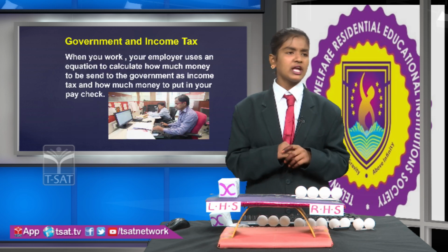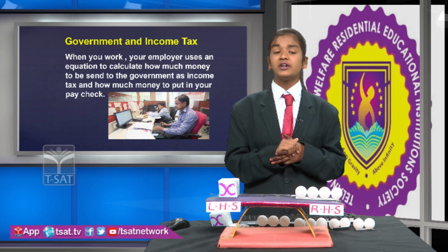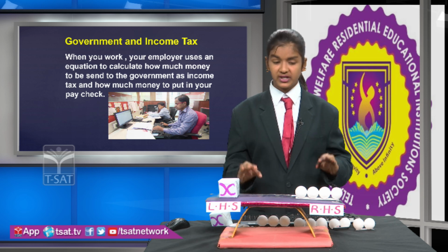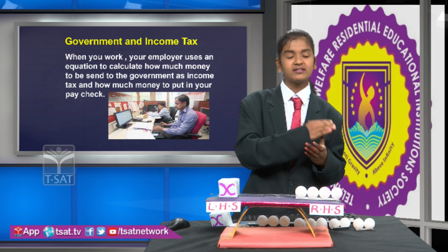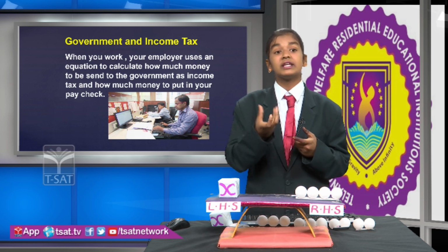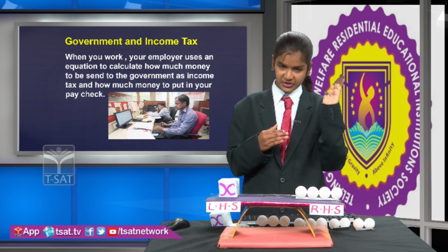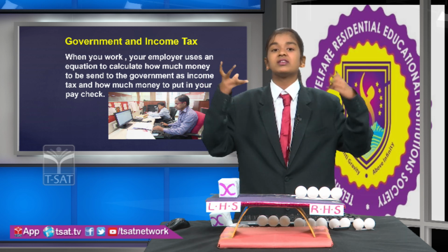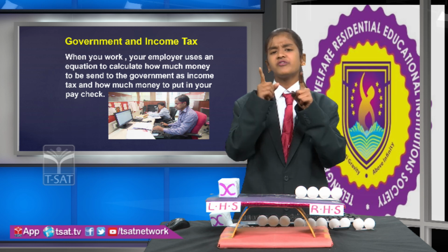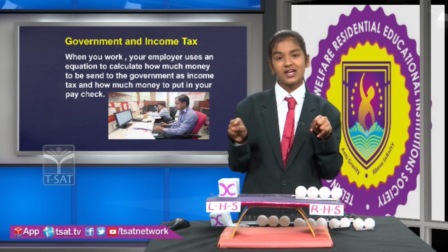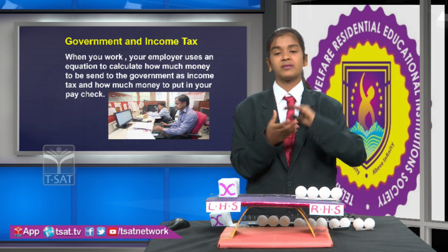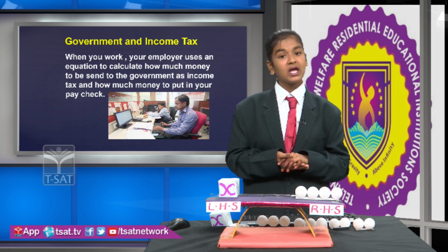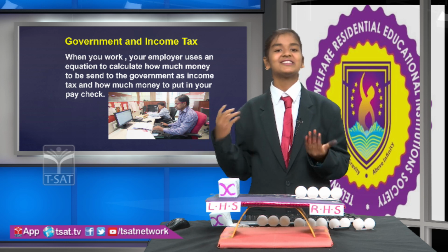And the next one is government and income taxes. Friends, anyone who works needs to pay taxes to the federal government. Many states and cities also collect income taxes to pay social security and Medicare to senior citizens. So friends, when you work, your employer uses an equation to calculate how much money to send to the government as income tax and how much money to put in your check.